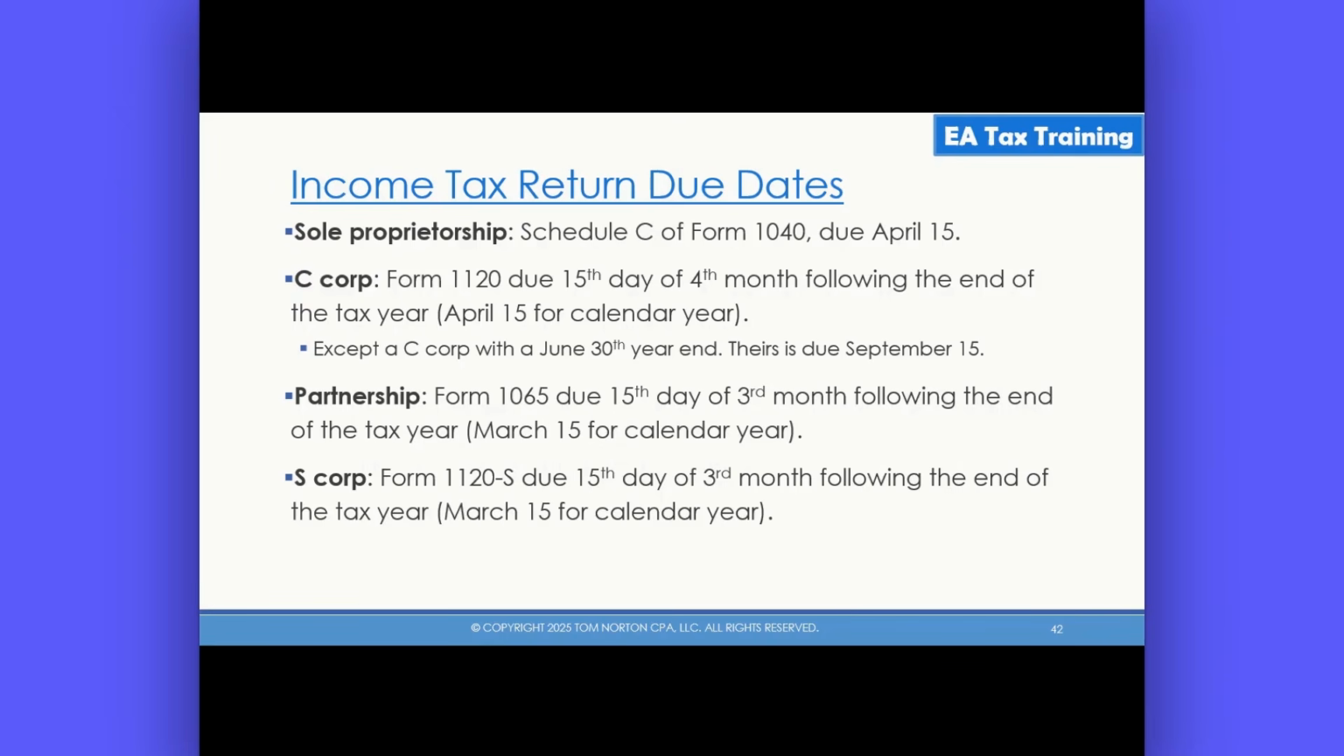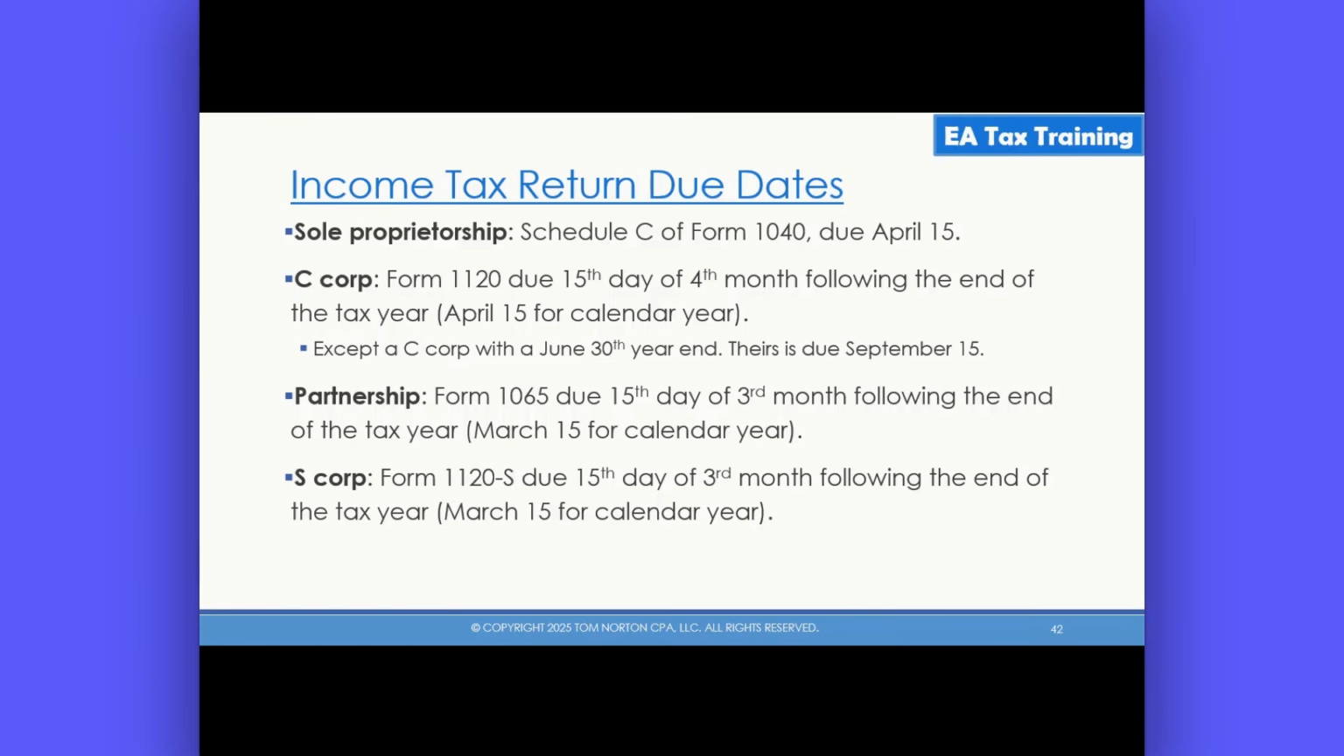Now, there is one odd quirk exception here. If the C Corp has a June 30th year end, then their tax return is actually due on September 15th, which is the 15th day of the third month following the end of the year rather than the 15th day of the fourth month. So that is kind of odd. It could be tested on the exam, so you'll want to remember that. But for all other C Corps, it is the 15th day of the fourth month.